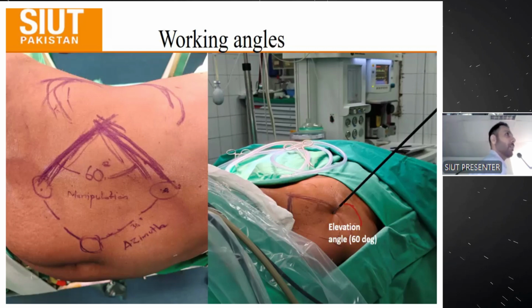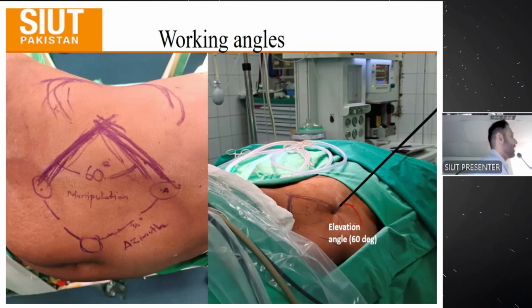This can be offset by the surgeon, because a lot of us, surgeons with big bellies, the camera guy who is supposed to handle the camera might touch his belly all the time. So you can offset this angle as well. So it's according to the surgeon's comfort.